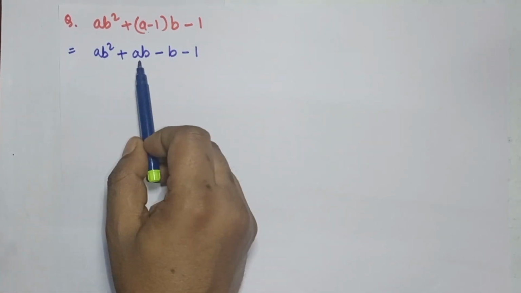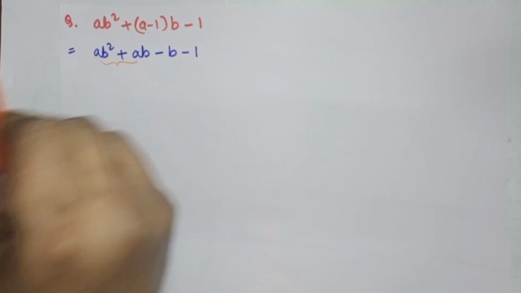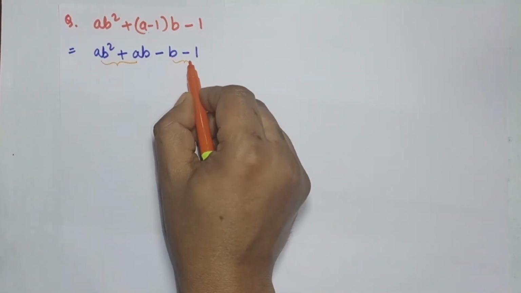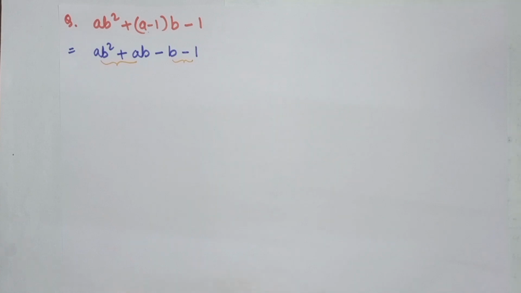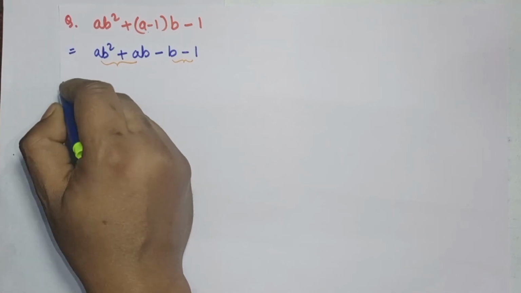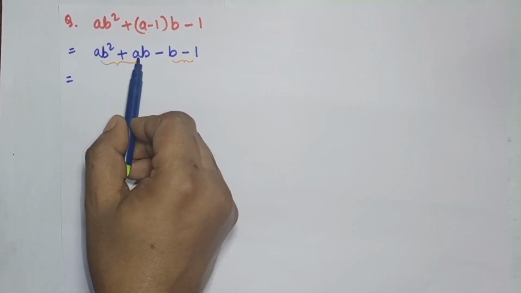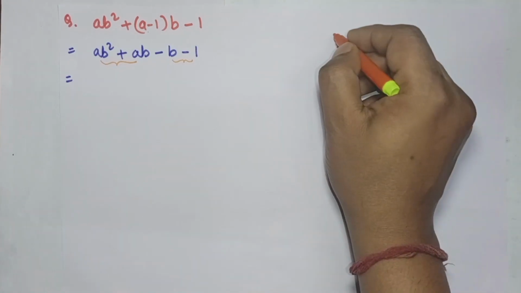Now how many terms are there? 4 terms. So what will we do? We'll make the pair. Let this be the first pair and let this be the second pair, and see whether the common will come the same or not. If it does not come, then we'll change the pair. Now let's do this. If you see here, ab square and ab is there. I'll show you in a rough.